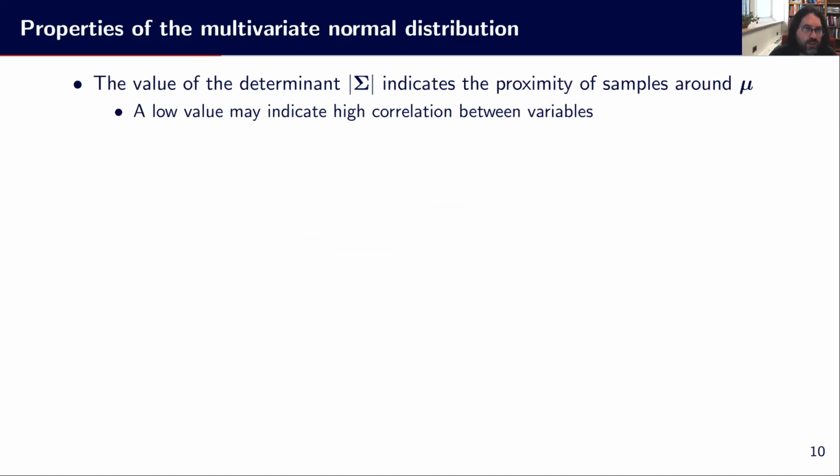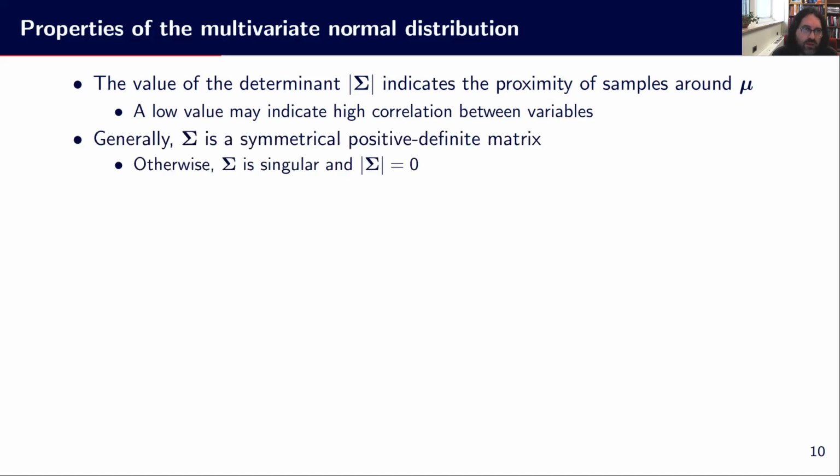So if we look at the values of the determinant of the covariance matrix, we can get a good indication of the proximity of samples around the mean. If the determinant is low, that may indicate a high correlation between the variables. So the variables are correlated together, maybe just according to few dimensions, but still a high correlation is there. Generally, we get a covariance matrix that is a symmetrical, positive definite matrix.